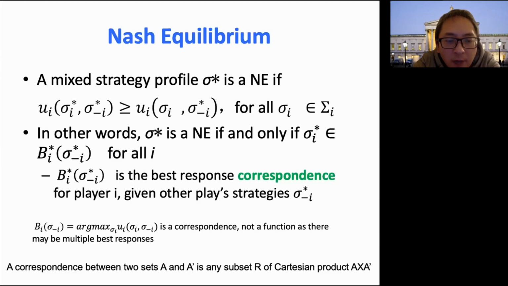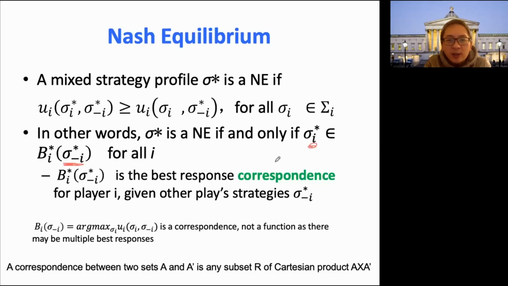Input is the set of mixed strategies from other players, sigma star minus i. And because these others play this mixed strategy, this is one of my best responses.